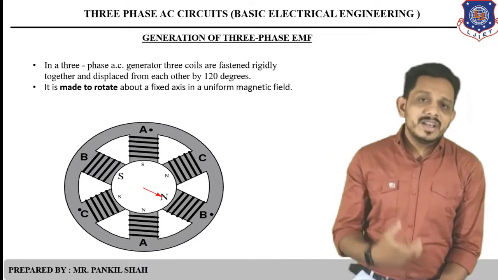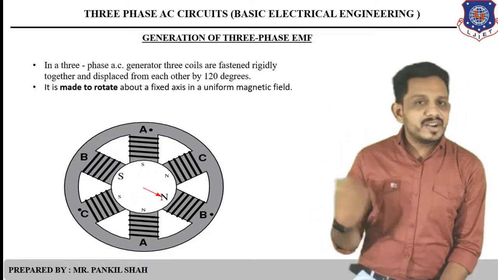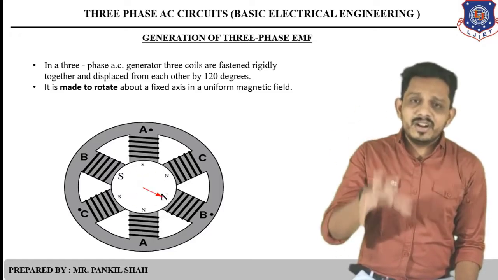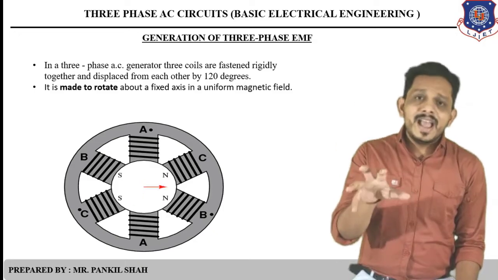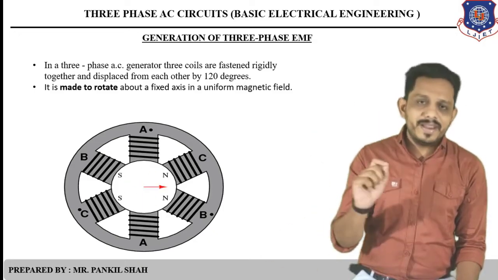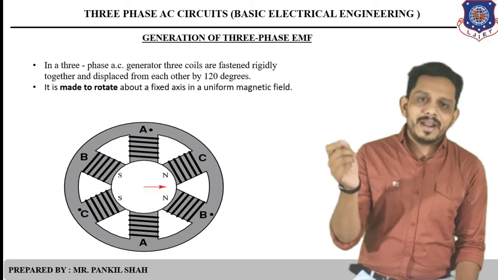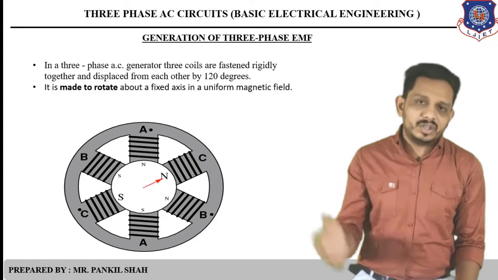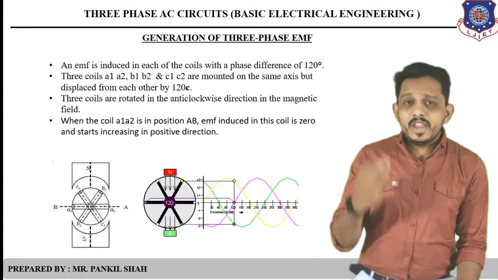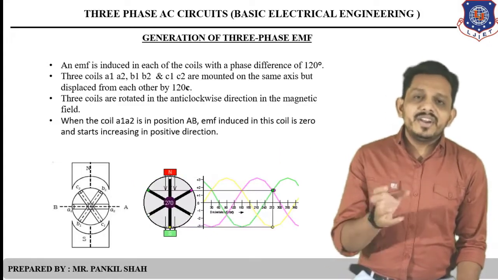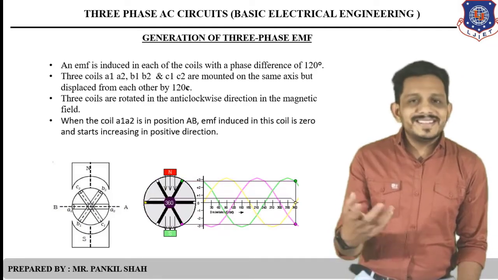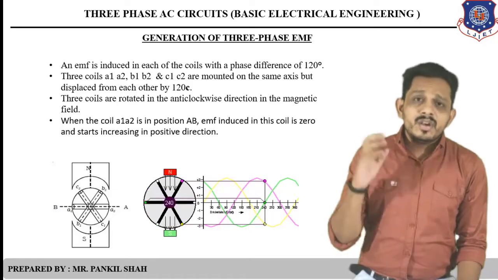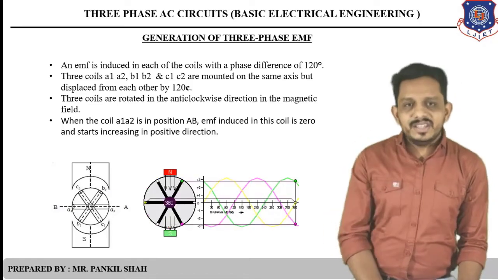So whenever those coils are rotated in the stationary magnetic field, EMF will be induced in those three coils. So in any three-phase generator, this is the very basic concept: the three coils at 120 degrees from each other are placed inside, and the stationary magnetic field is outside, and in that stationary magnetic field, if our coil is rotated, then EMF will be induced in all three coils. So if our coils are 120 degrees apart from each other, we can say that the EMF induced in those coils will also have a 120 degree phase difference with each other.